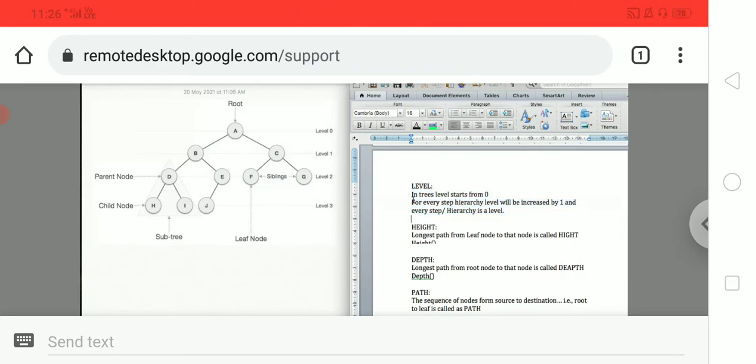For every step the hierarchy level will be increased by 1, and every step of the hierarchy is a level. So here A is one level, B, C is another level, D, E, F, G is another level, H, I, J is another level. So here we have 4 levels in this example.